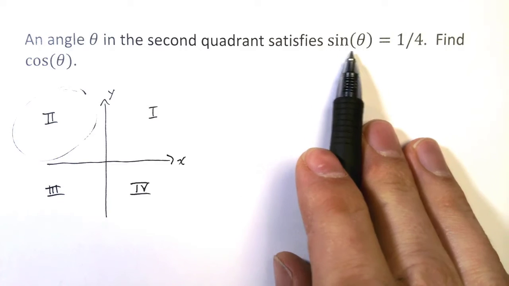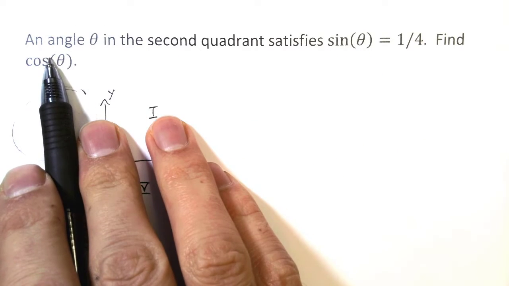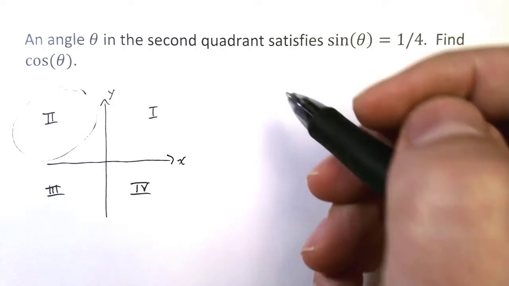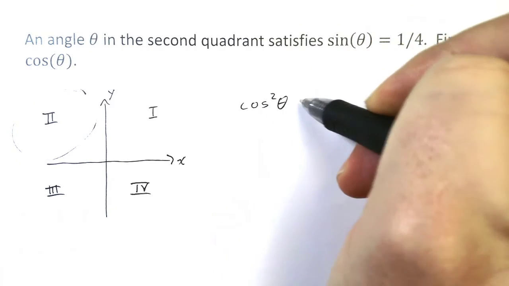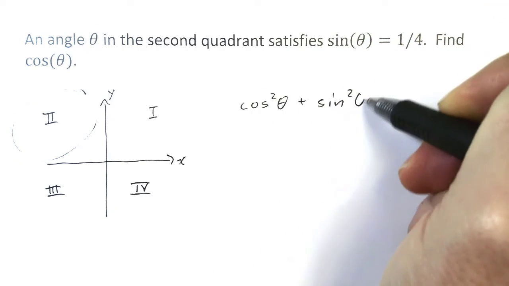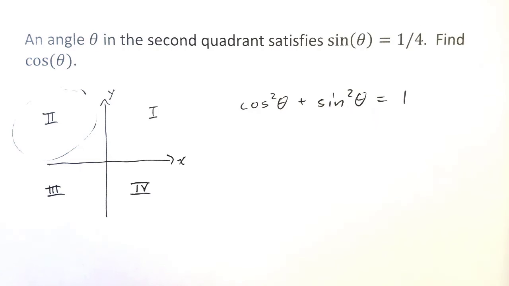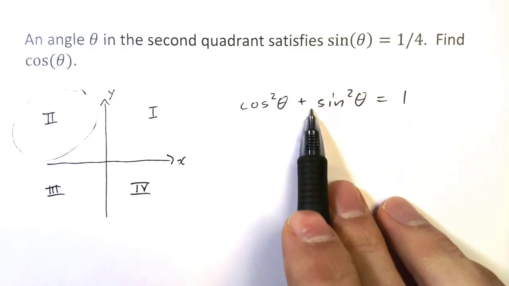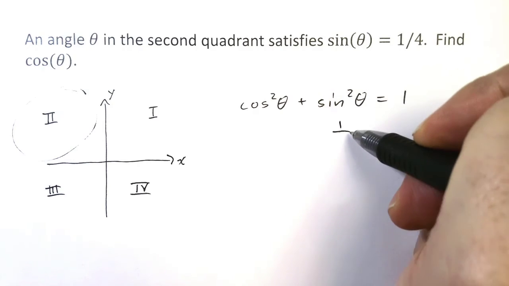We know sine theta and we want to find cosine theta. So do we have an equation relating them? Indeed we do. We have the Pythagorean identity. The Pythagorean identity tells us that cosine squared theta plus sine squared theta is equal to 1, and this is true no matter what theta is. But we know that sine theta is 1/4, so the square of that is 1/16.